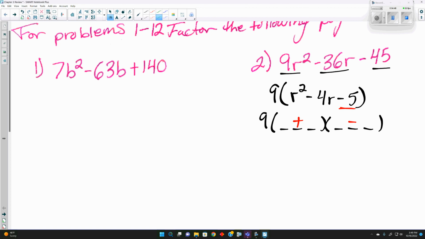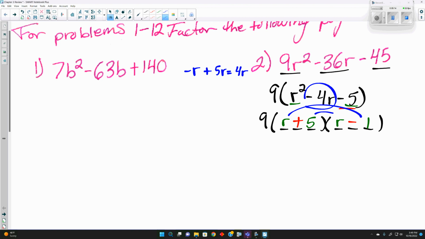Now the next step, step 4, is to find the factors of the first and third term. So the factors of r squared are r and r. The factors of 5 are 5 and 1, and we can just plug it in because r squared only has one set of factors, and 5 only has one set of factors. And we can check: r times negative 1 is negative r. 5 times r is plus 5r. Negative r plus 5r is a positive 4r.